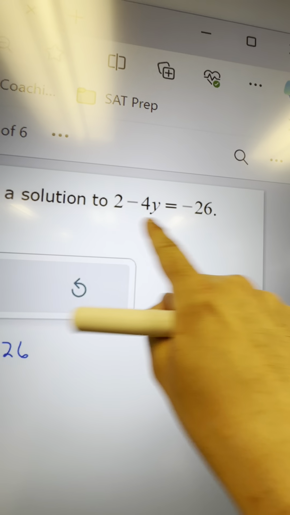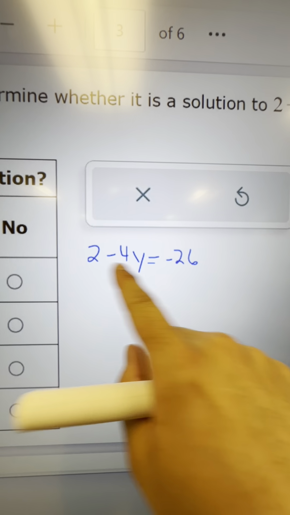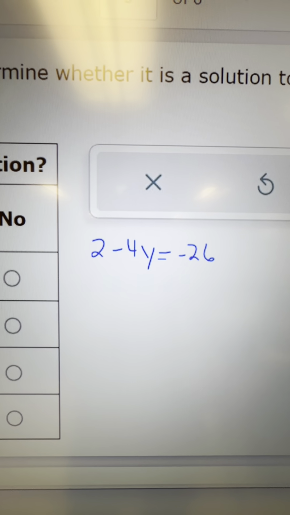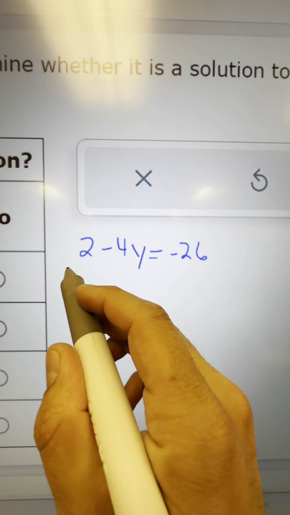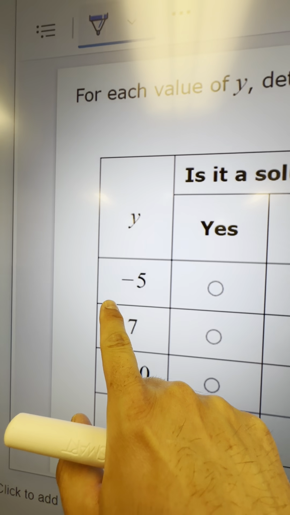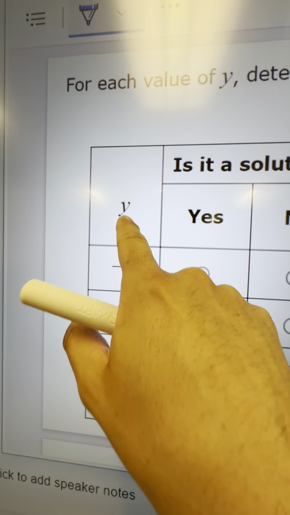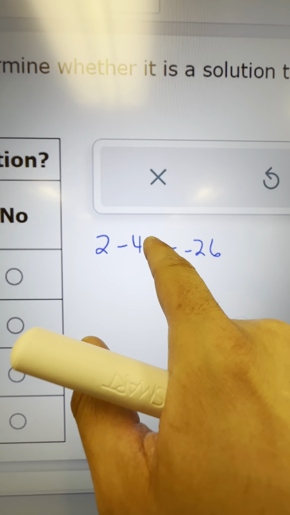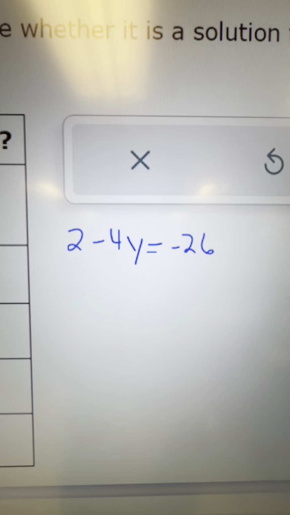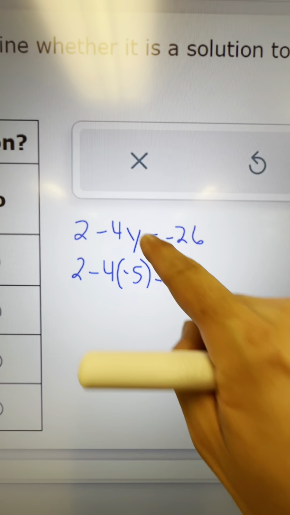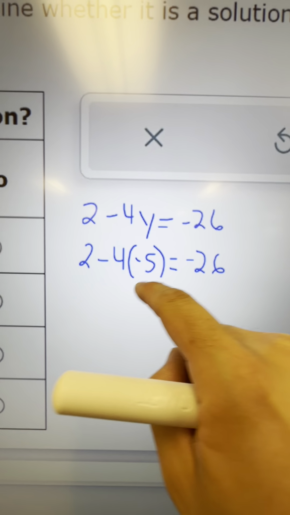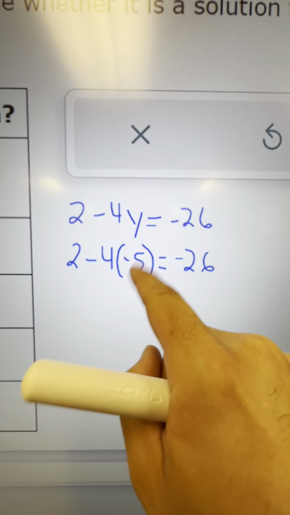Your first step is going to be to copy the equation, so I'm going to write it down. And this is the algebraic way to check for solutions. So we're checking this algebraically, so write down the equation. We're going to evaluate the first one. So I'm going to take my first y value, -5. Where there's a y, you're going to replace that with -5. You can notice here that I replaced y with -5, and I also put it in parentheses. So make sure you have parentheses around your value.